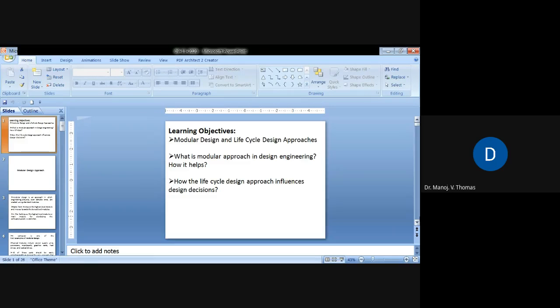Then the second concept we will be discussing today is the life cycle design approach.